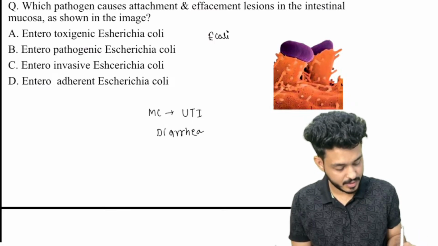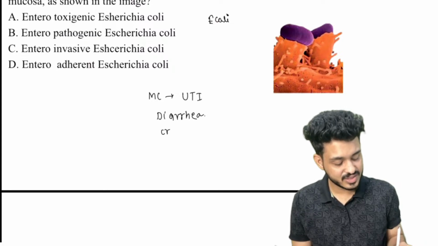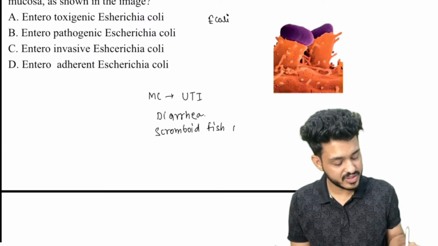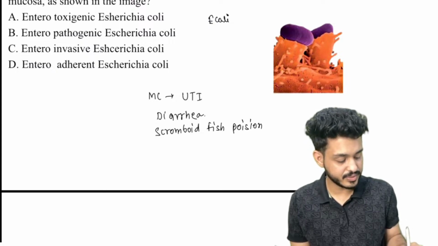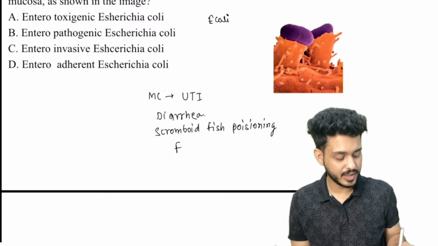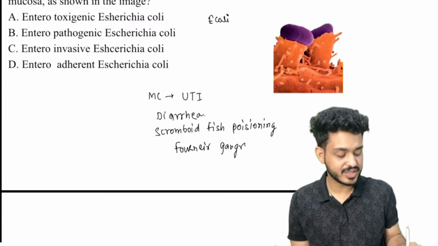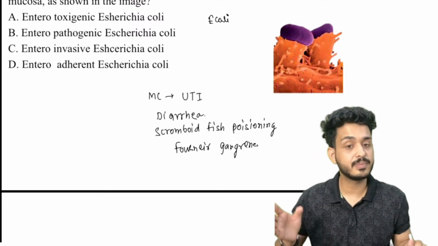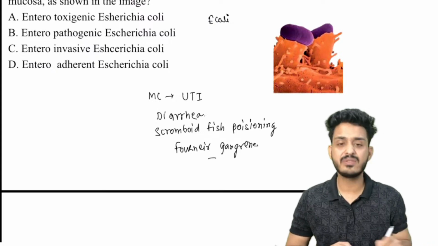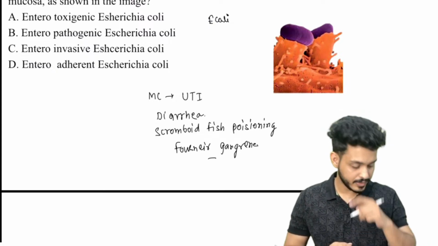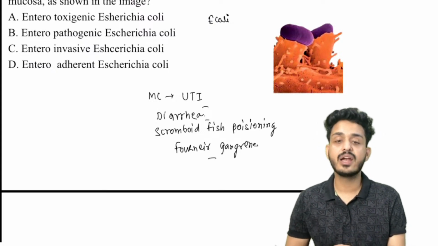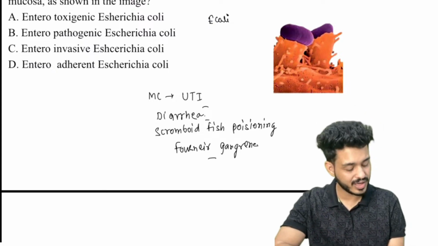Diarrhea. We are also having scombroid fish poisoning; it can cause scombroid fish poisoning. That was a question they have asked you. We are having Fournier's gangrene. When the patient comes to the OPD with Fournier's gangrene, everyone will understand, right? It will be a very foul-smelling thing. So E. coli will cause UTI, diarrhea, scombroid fish poisoning, and Fournier's gangrene.